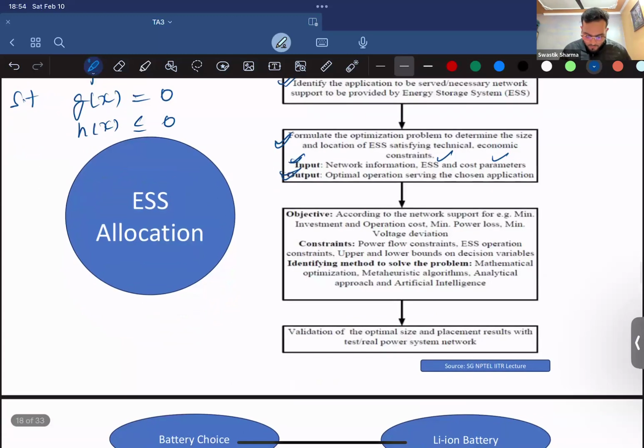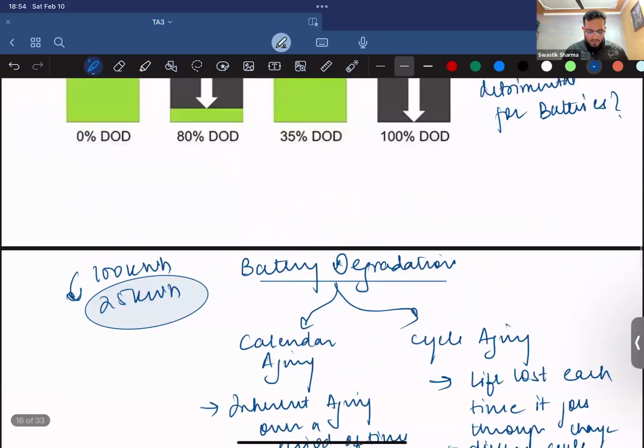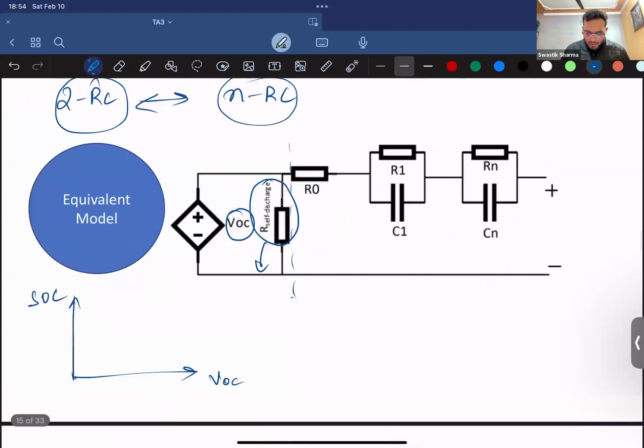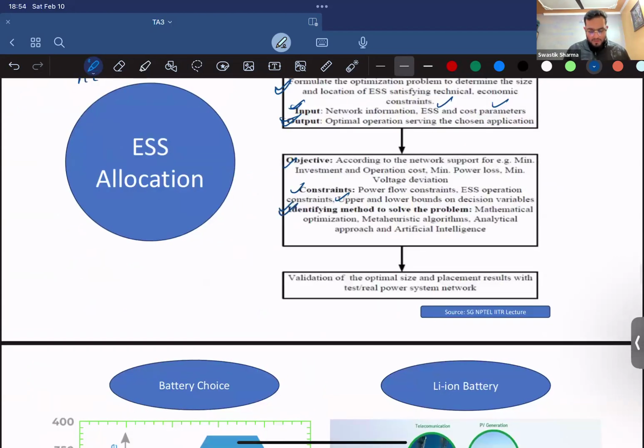So for ESS, an objective could be minimization of investment, operation cost, the power loss, or the voltage deviation. The constraints are your power flow constraints, ESS operation constraints, which are the mathematical model which I have discussed over here. This is also a constraint, and upper and lower bounds on decision variables. And you have to then identify what kind of method you would require based on the pros and cons associated with each method, and then you validate it on a practical set with a test or a real system, and then you can come up with it.